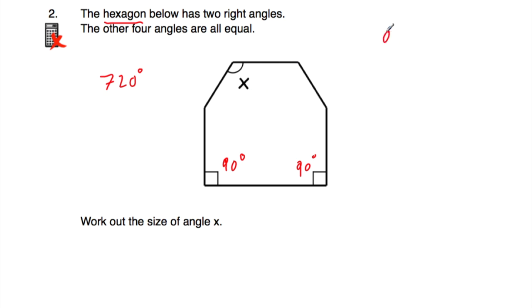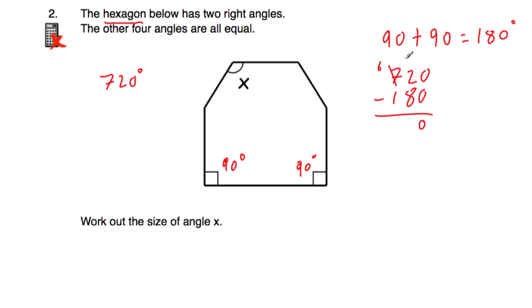So 90 plus 90 is equal to 180 degrees. Let's take that away from 720. So 720 take away 180. 0 take away 0 is 0. 2 take away 8 we can't do, so let's borrow. So that's now 6 and 12. 12 take away 8 is 4, and 6 take away 1 is 5. So that means we've got 540 degrees.